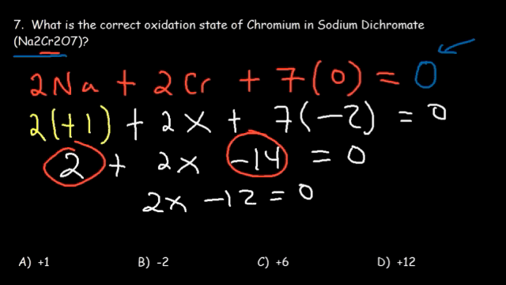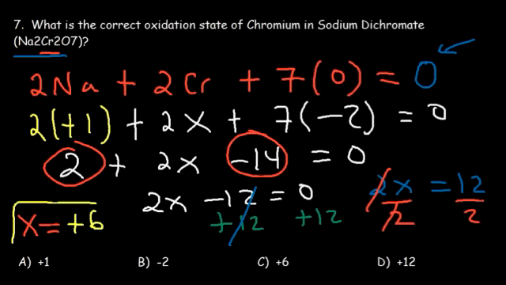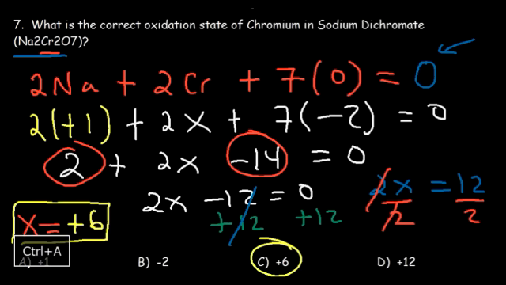And then if we add 12 to both sides, those numbers cancel, so we get 2x is equal to 12. And then we need to divide both sides by 2. And so x is equal to 12 divided by 2, which is +6. So that's the oxidation state of chromium. It's +6. So let's go over some examples relating to this.